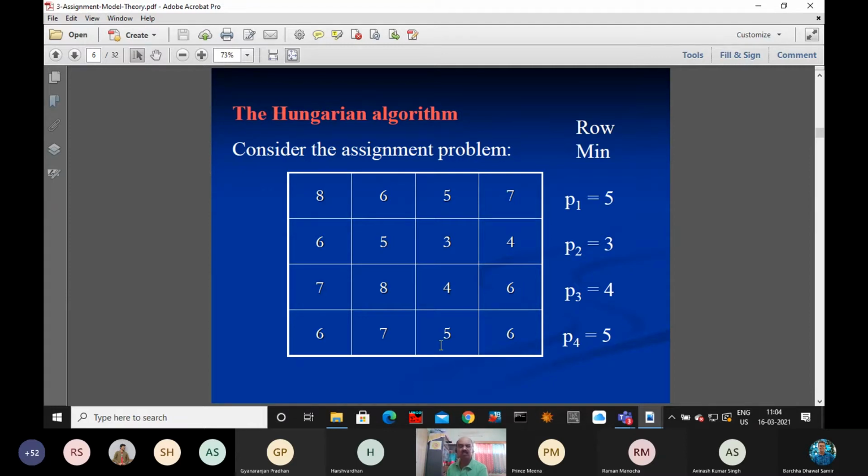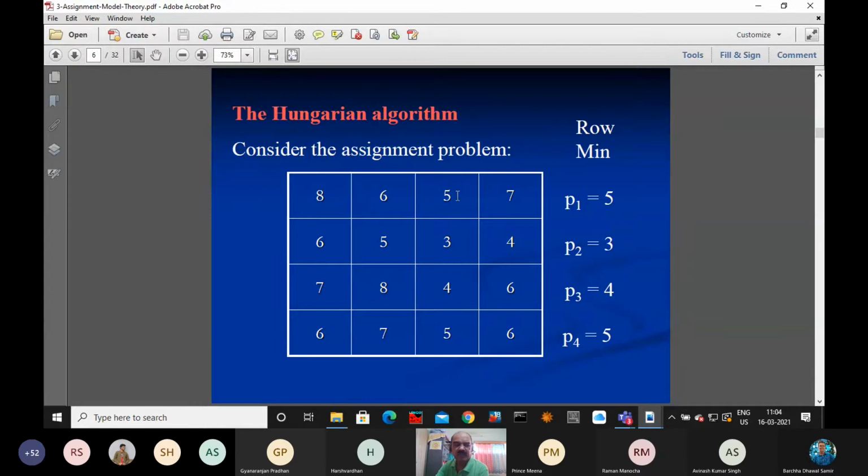In the last row, 6, 7, 5, 6, the minimum is 5, we subtract. So as a result, we find the 6 becoming 1, 7 becoming 2, 5 becoming 0, and the last 6 becoming 1. Okay, this. So what is happening?